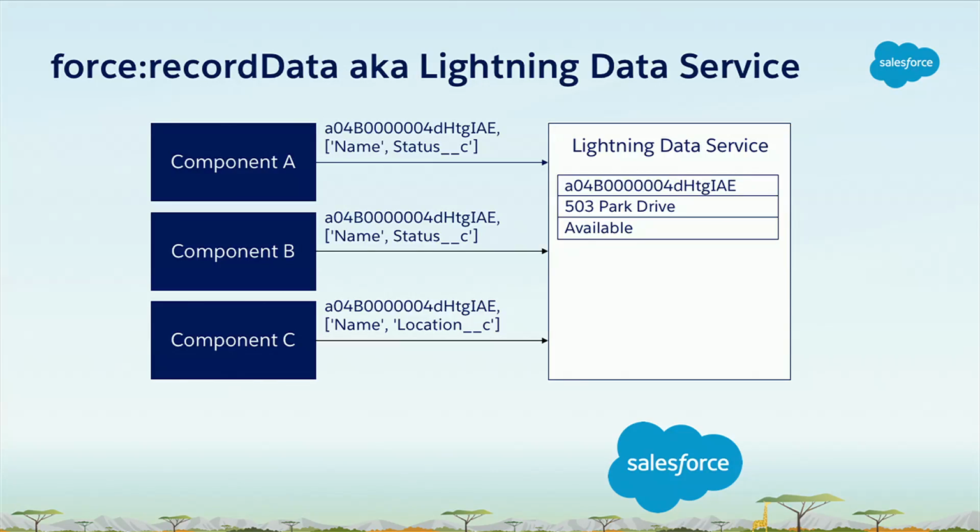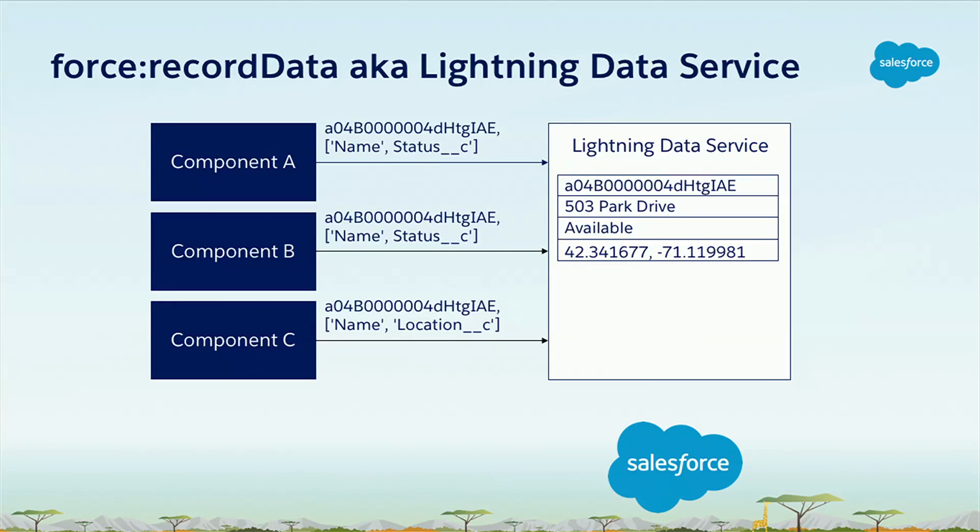Now, in my third component, I'm working on the same record, but maybe it's a map component, let's say. And in this case, I need the location field, the column of that same record. So I'm going to ask the Lightning Data Service for that record. And in this case, as you can see, the Lightning Data Service is going back to Salesforce just to fetch that additional column, which is location.